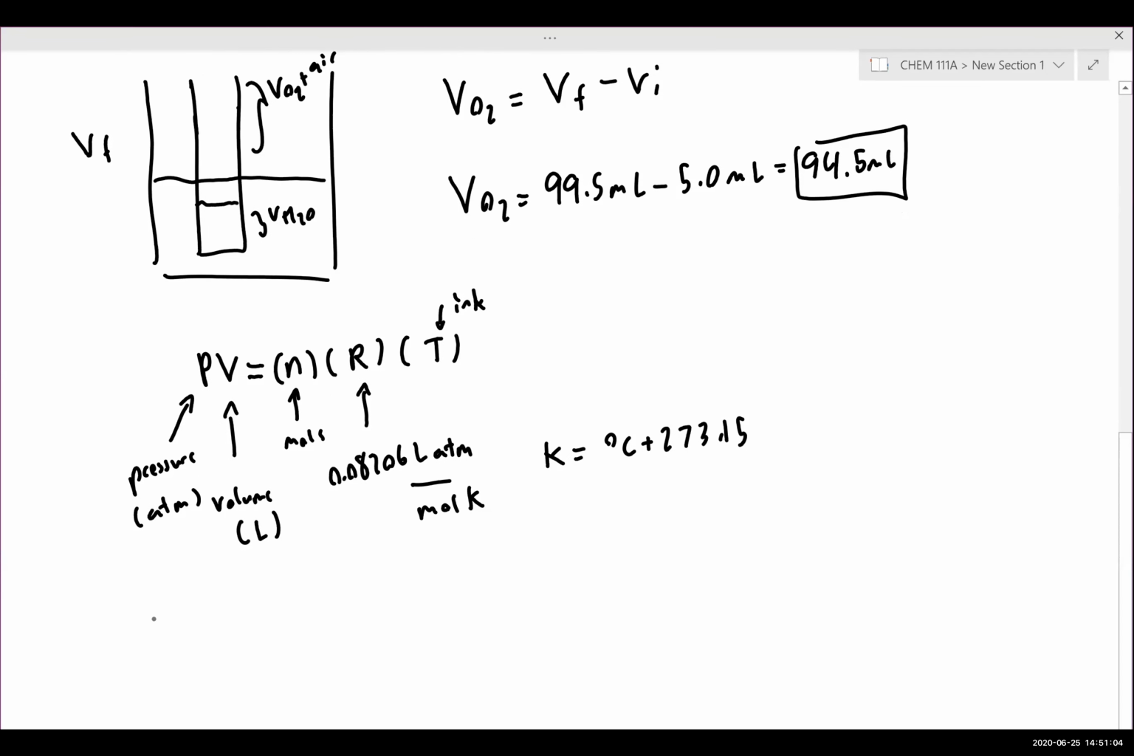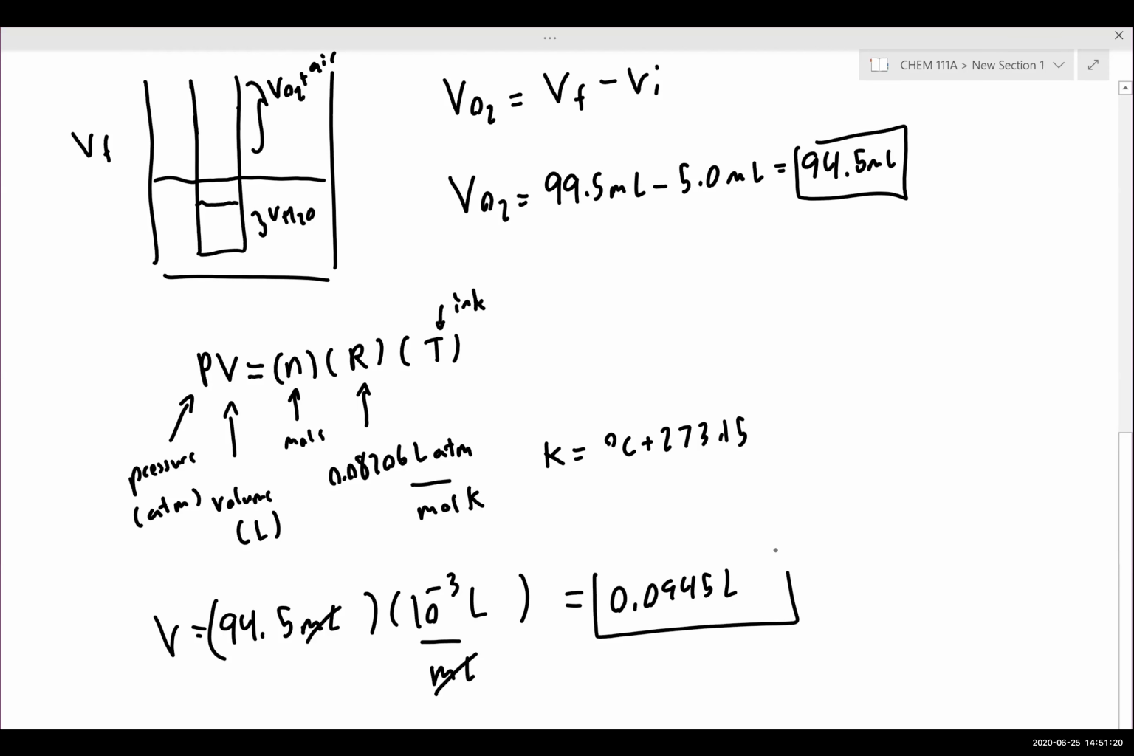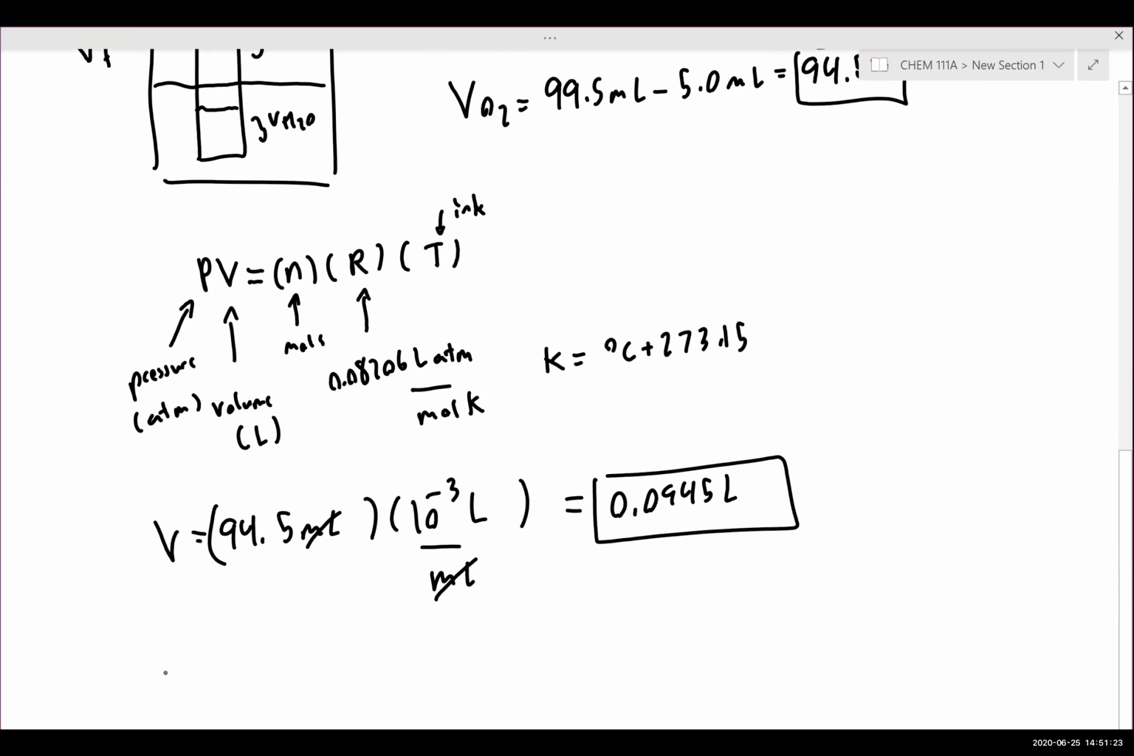We know our volume is 94.5 milliliters, so we can convert that to liters because we know it's 10 to the negative third liter per milliliter. That in turn gives us 0.0945 liters. The pressure, we're going to look up the local barometric pressure, and we're going to assume that the pressure of our gas is about equal to the barometric pressure.